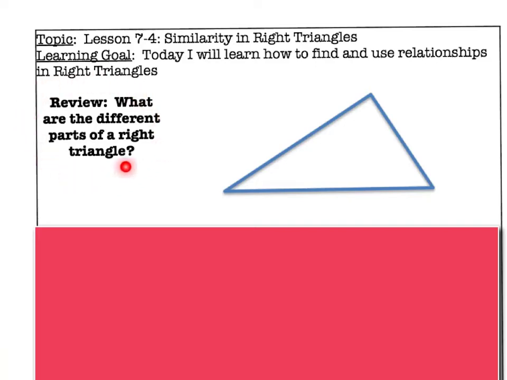a right triangle? Remember that in a right triangle, we always have a right angle. And this right angle is always 90 degrees. Additionally, we also have special names for the sides of a right triangle. The side across from the 90-degree angle is always called the hypotenuse. The other two sides we have left over, so this side and this side, are called the legs.